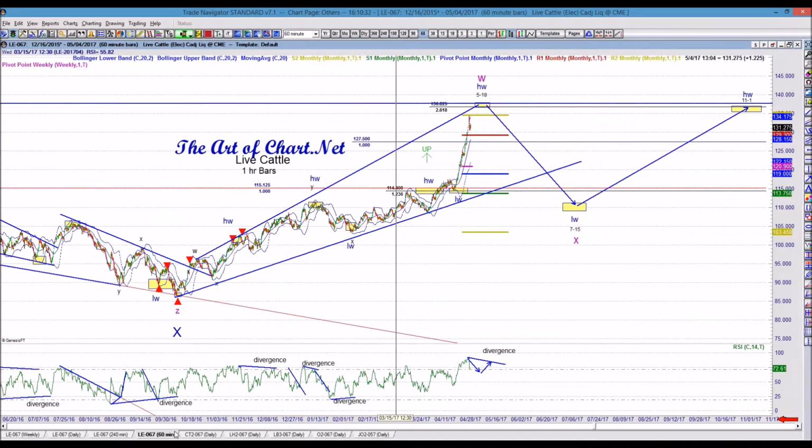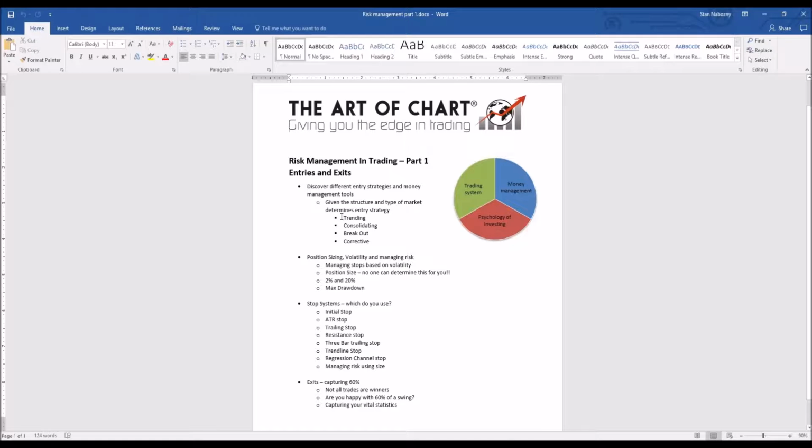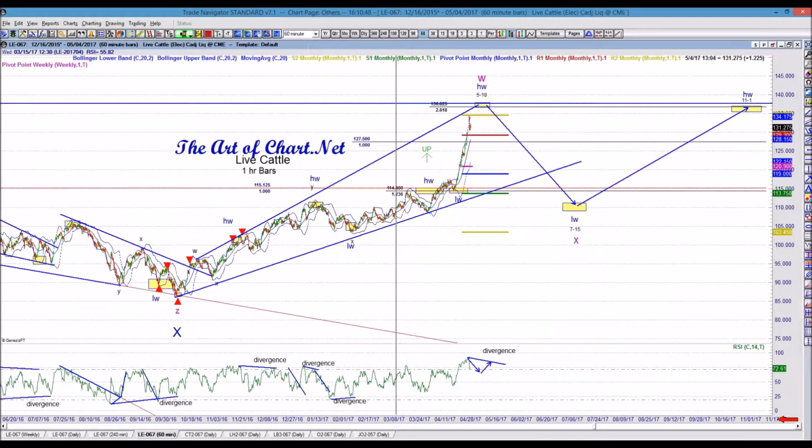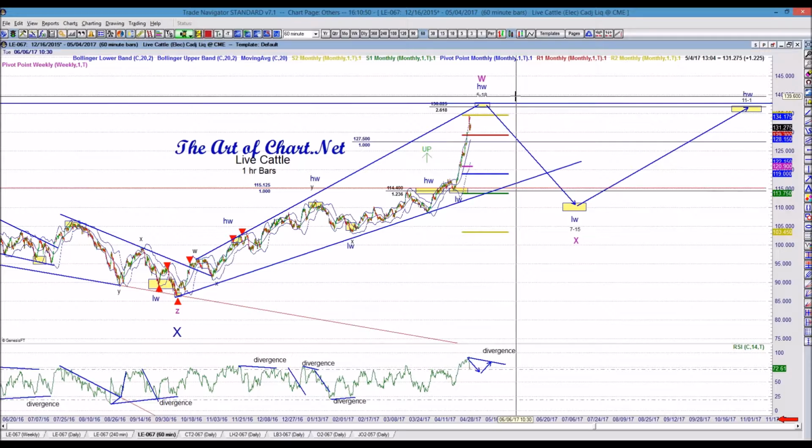Now, we talk about here in the 4 different types of markets: trending, consolidating, breakout, and corrective, so we're getting ready for a corrective trade. But take a good look at this market. This is not a trade without risk. Trading this versus trading natural gas, which is consolidating, or the E-mini.